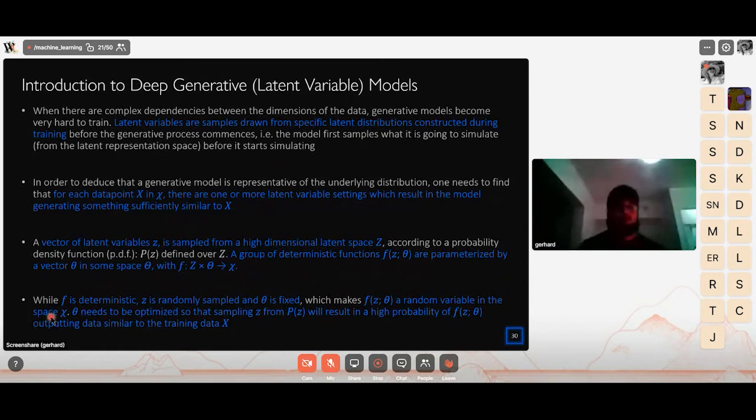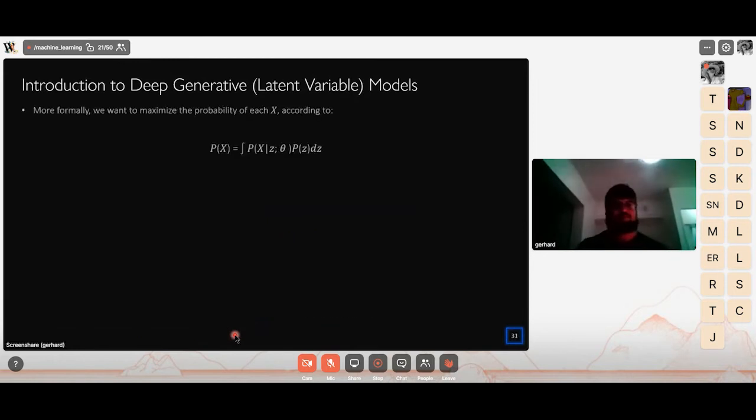After training, this function will be deterministic, and then you'll randomly sample from Z. Obviously, the parameters of your network are fixed after training, and then this neural network, which is conditional upon Z, is actually a random variable in your data space. So you want to optimize your parameters so that when you sample from Z, you'll have a very high likelihood of outputting something similar to your training data.